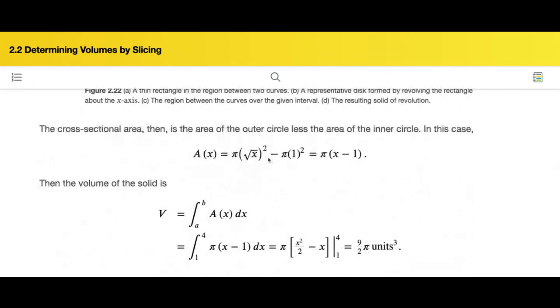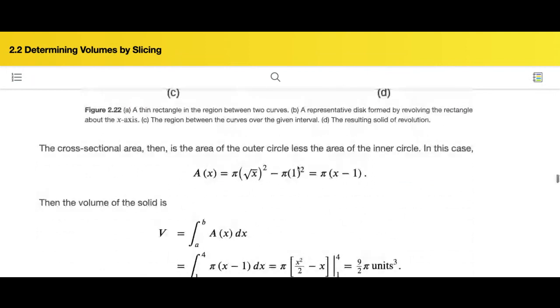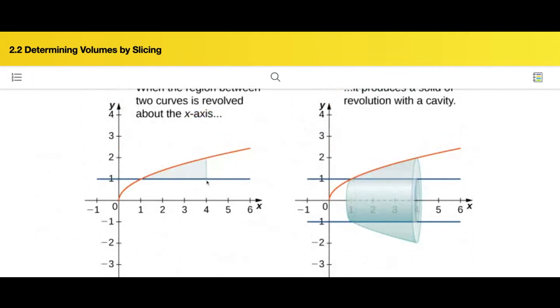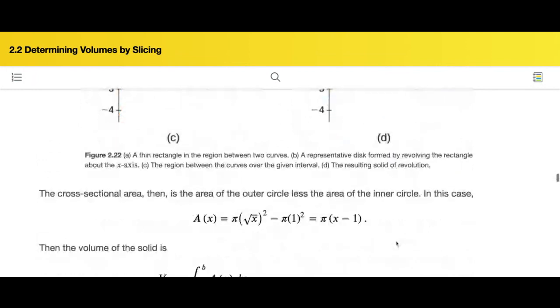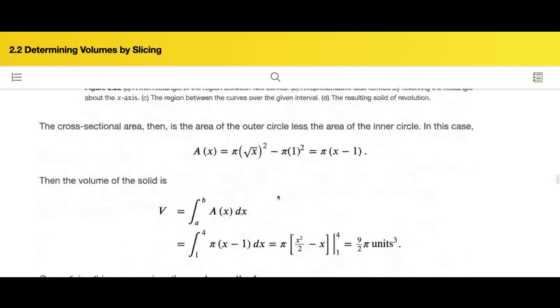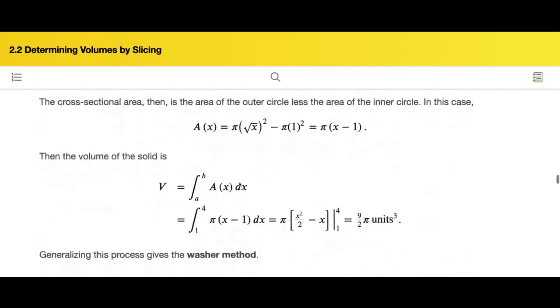So we just find the area. The area is pi times the outside radius, which is square root of x, squared, minus pi times the inside radius squared. The inside radius is just 1, because it's bounded by the constant function 1. So the hollow part is this cylinder, and the rest is just the same.